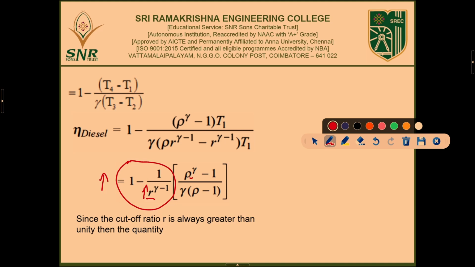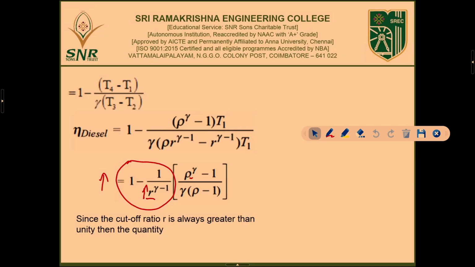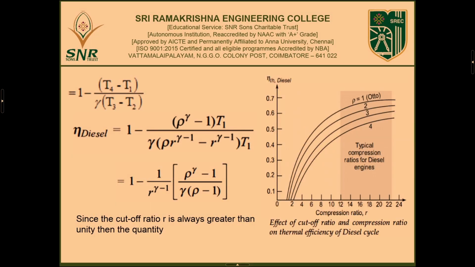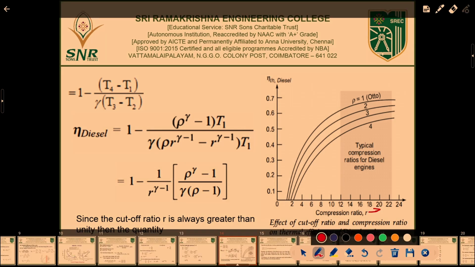Now just look into this graph, showing the effect of cutoff ratio and compression ratio on the thermal efficiency of the diesel cycle. If you increase the compression ratio, the efficiency increases. If you increase the cutoff ratio, look at curves 1, 2, 3, 4, the efficiency drops.